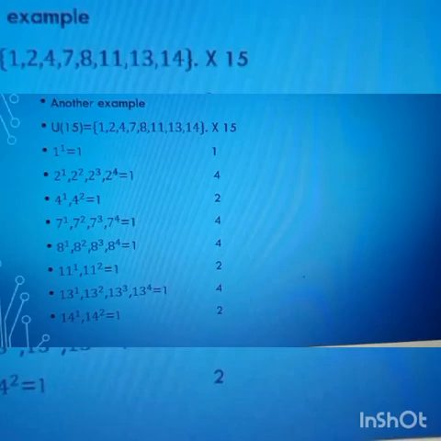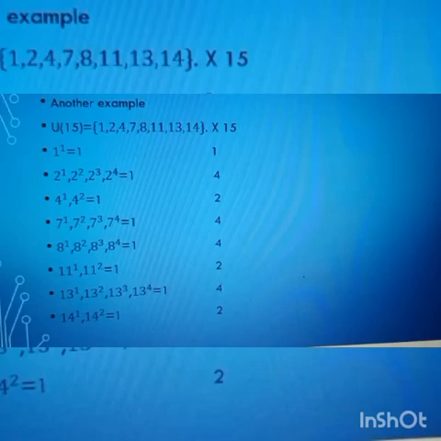Then, 8 to the power of 1 is 8, 8 to the power of 2 is 64, 8 to the power of 3 is 512, and 8 to the power of 4 is 4096, modulo 15 is equal to 1. Therefore, the order of the element 8 is 4. Then, let's proceed to 11. 11 to the power of 1 is 11, and 11 to the power of 2 is 121, modulo 15 is equal to 1. Therefore, the order of the element 11 is 2.